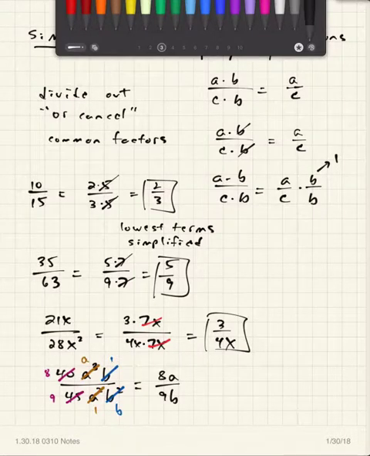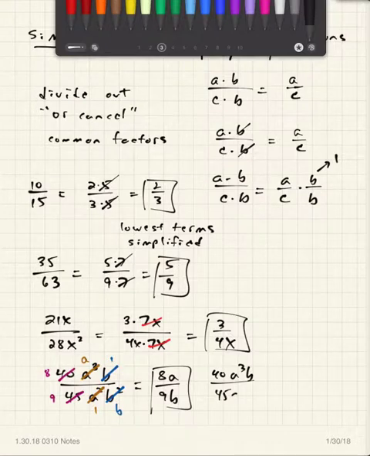Now the same problem, that's the simplified form right there. But the same problem, if you identified the common factor, you could write it out this way. If you identify that 5 is a common factor, and 5 divides into 40 eight times, you have an 8 and a 5 here. And then in the denominator, 45 is 9 and 5, like that.